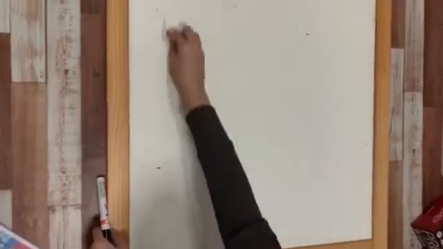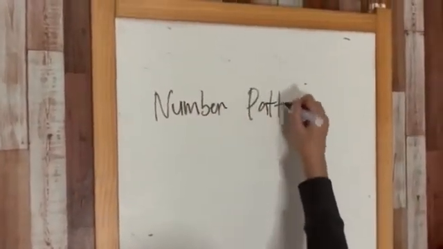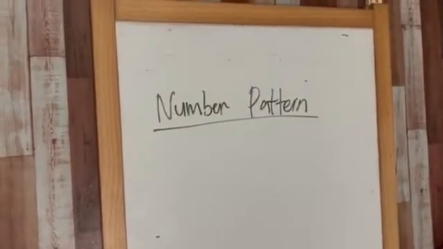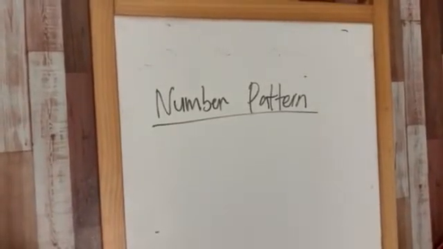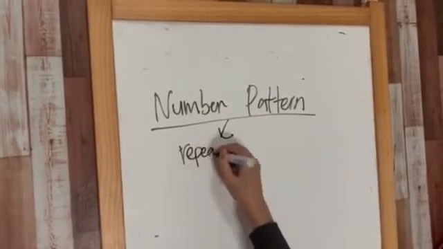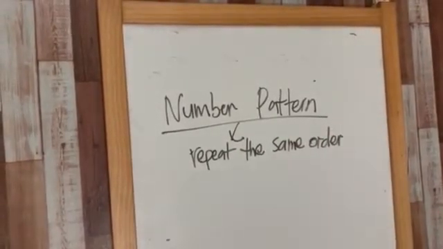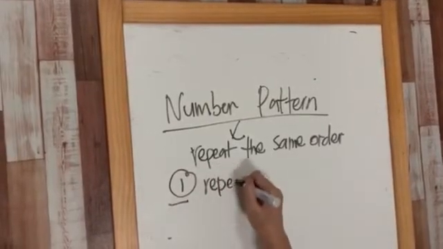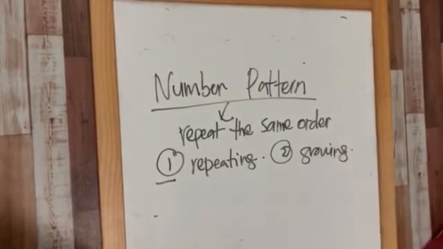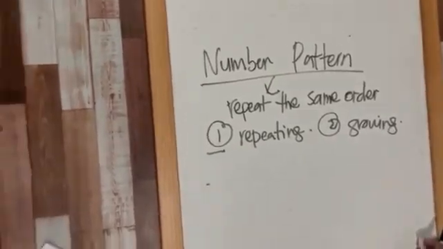Now we go to the second topic, about number pattern. Okay, what is number pattern? Number pattern is something which repeats in the same order, and it could be first repeating, second growing. The number pattern will be repeating and growing. What are these two things? Let me show you how it's going to work.